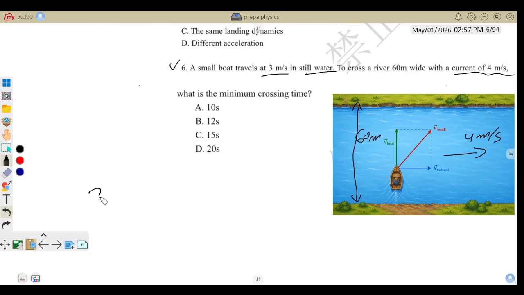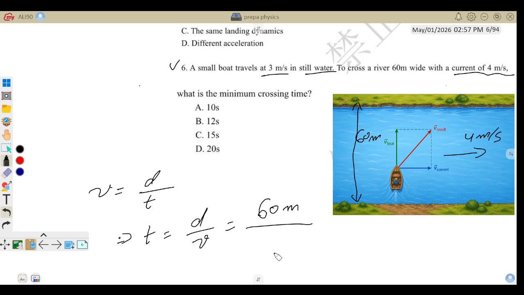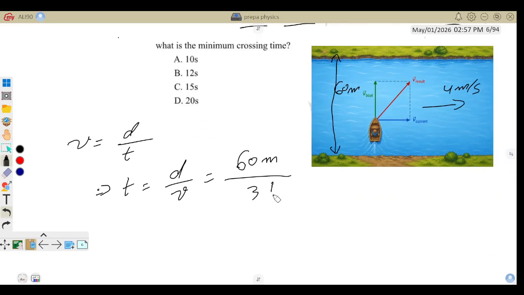As a formula, we know v is the distance divided by the time. That means the time is the distance divided by the speed. The distance here is the 60 meter width. The speed of the boat is given here as 3. So if we divide 60 by 3, this gives 20 seconds. The correct answer for this one is going to be D.